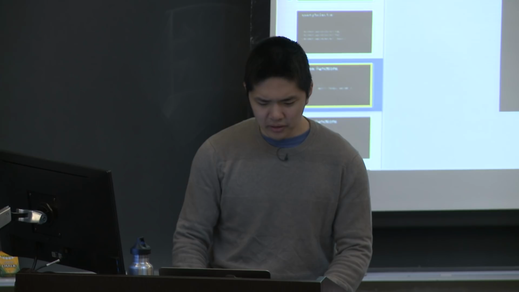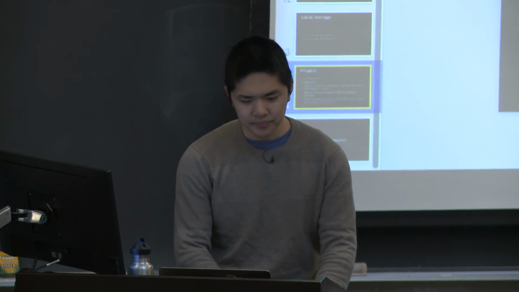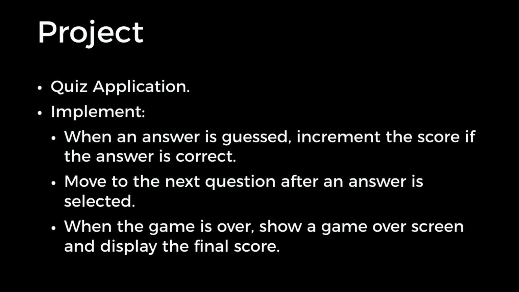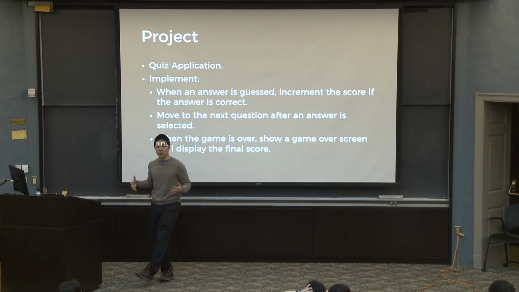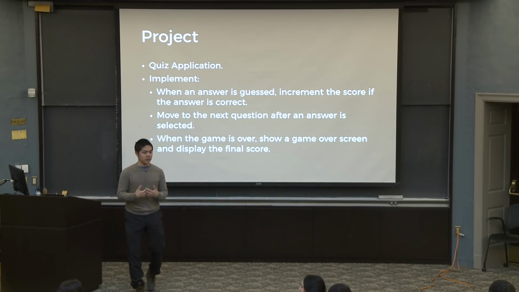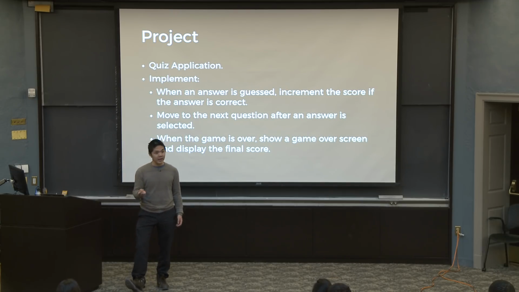OK, so this is the part where we're actually going to set you free. Your project is to complete working on this quiz application. I'll post the distribution code that we just worked on together in just a moment in case you want to use that as a starting point. But here are the things to think about. We've gotten to the point where when you click on a button, we know what button you've clicked on. So if the answer is guessed, and the answer is correct, you should increment the score and ideally display that as such on the page.